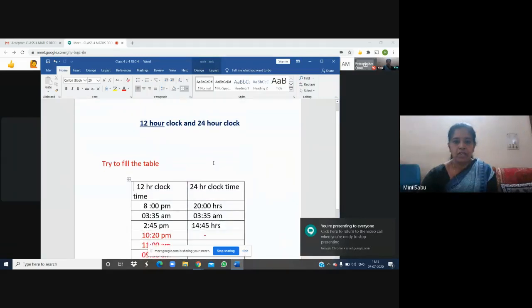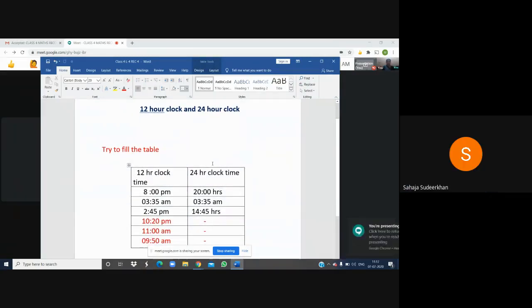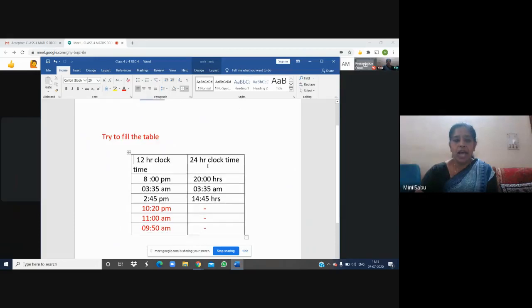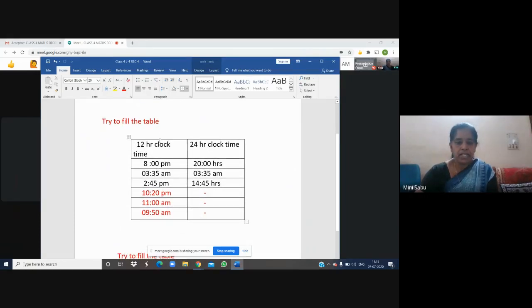Okay, can you see the page? Yes, ma'am. 12-hour clock and 24-hour clock. I have made a table for you here. Here 12-hour clock time, here 24-hour clock time. So 8 p.m. How do you write 8 p.m. in hours? It is p.m. We are changing to hours. So you have to add 12 here. 8 plus 12 is 20:00 hours.